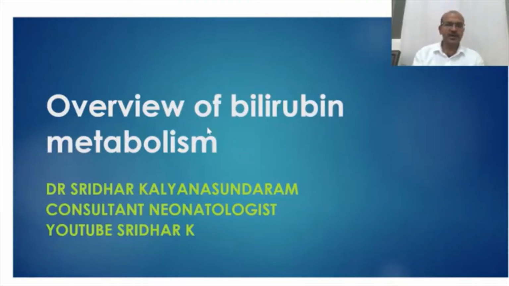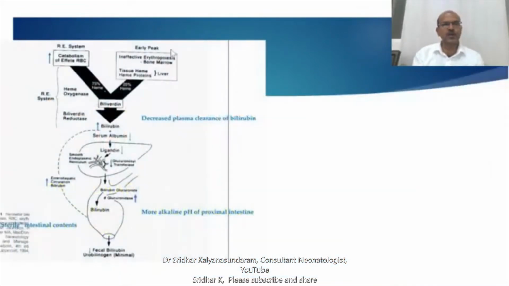The first step in understanding jaundice is to have an overview of the bilirubin metabolism. So as we know, bilirubin is produced from catabolism of the red blood cells in the reticuloendothelial system, and when the heme component is broken down, 75% of the heme comes from breaking down of the effete red blood cells.